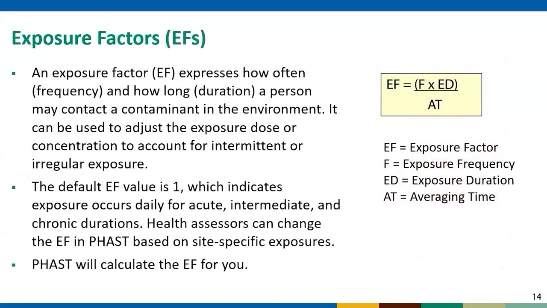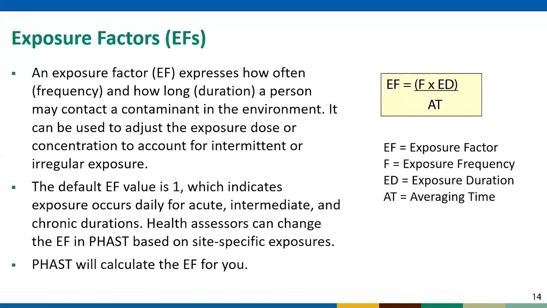Now we will talk in detail about exposure factors, also called EFs. EFs consider the frequency and duration of exposure. An EF can be used to adjust the dose or concentration from an intermittent exposure to a continuous exposure dose or concentration. As shown, the EF equation multiplies the frequency, or F, and duration of exposure, or ED, and divides it by the averaging time, which is shown here as AT.